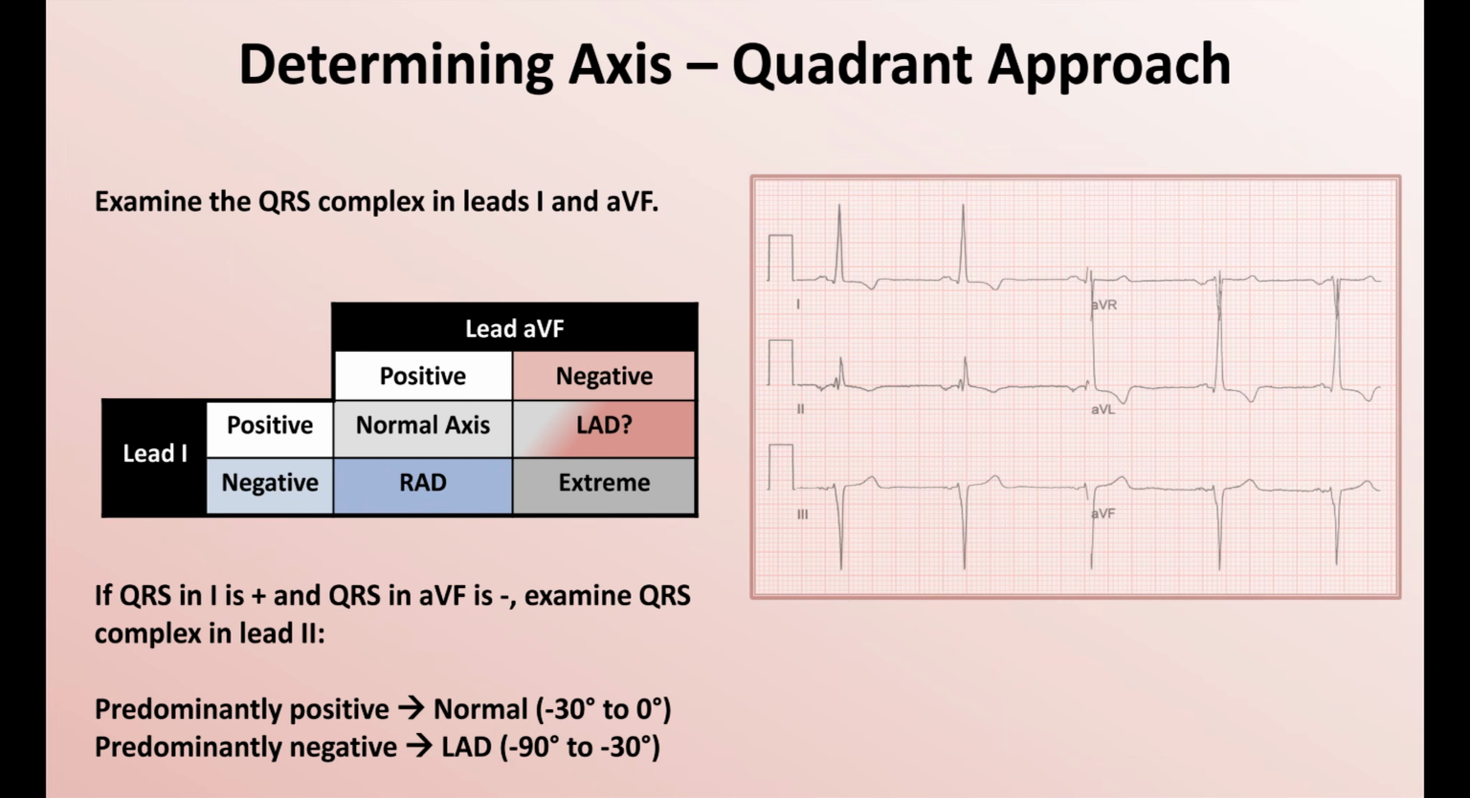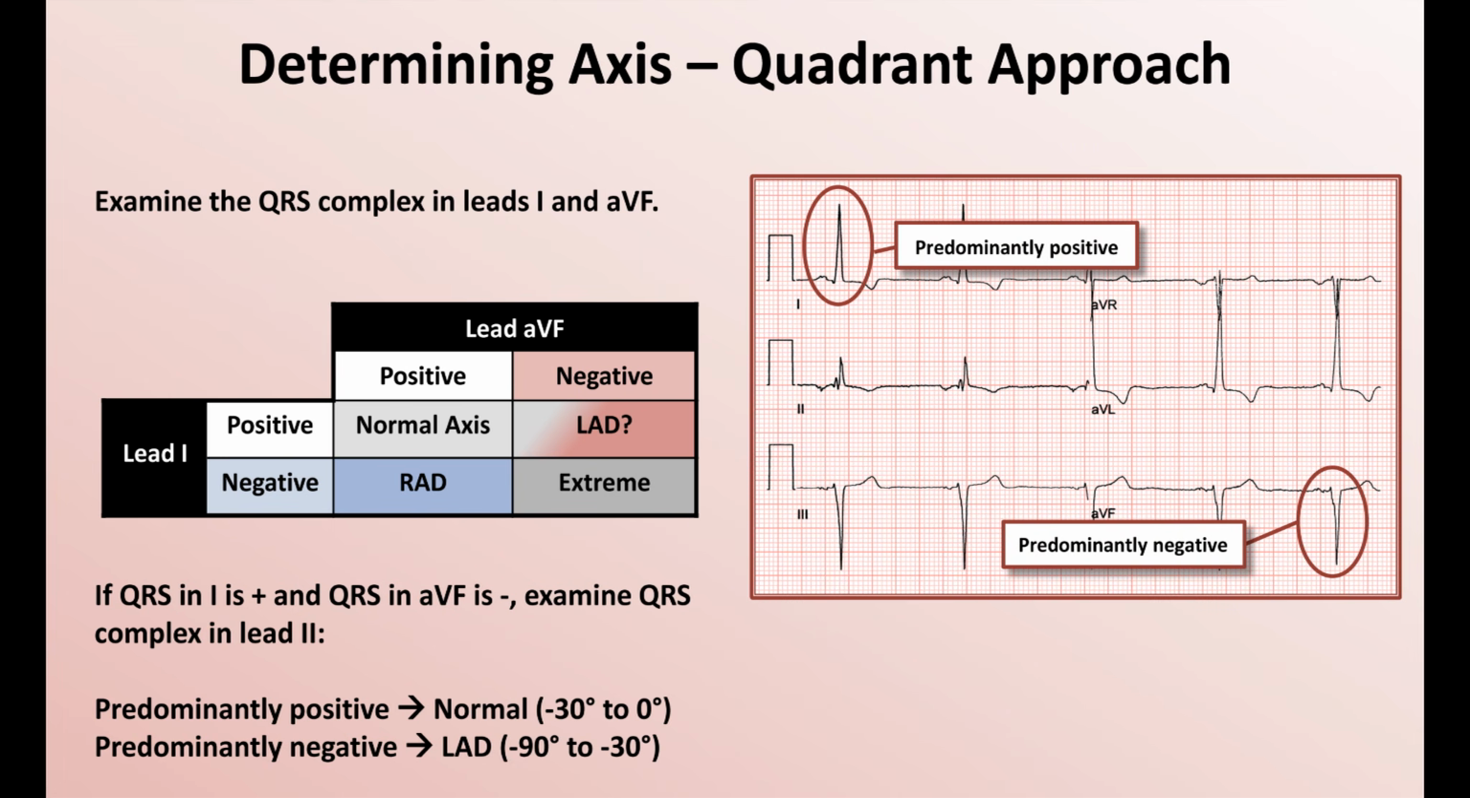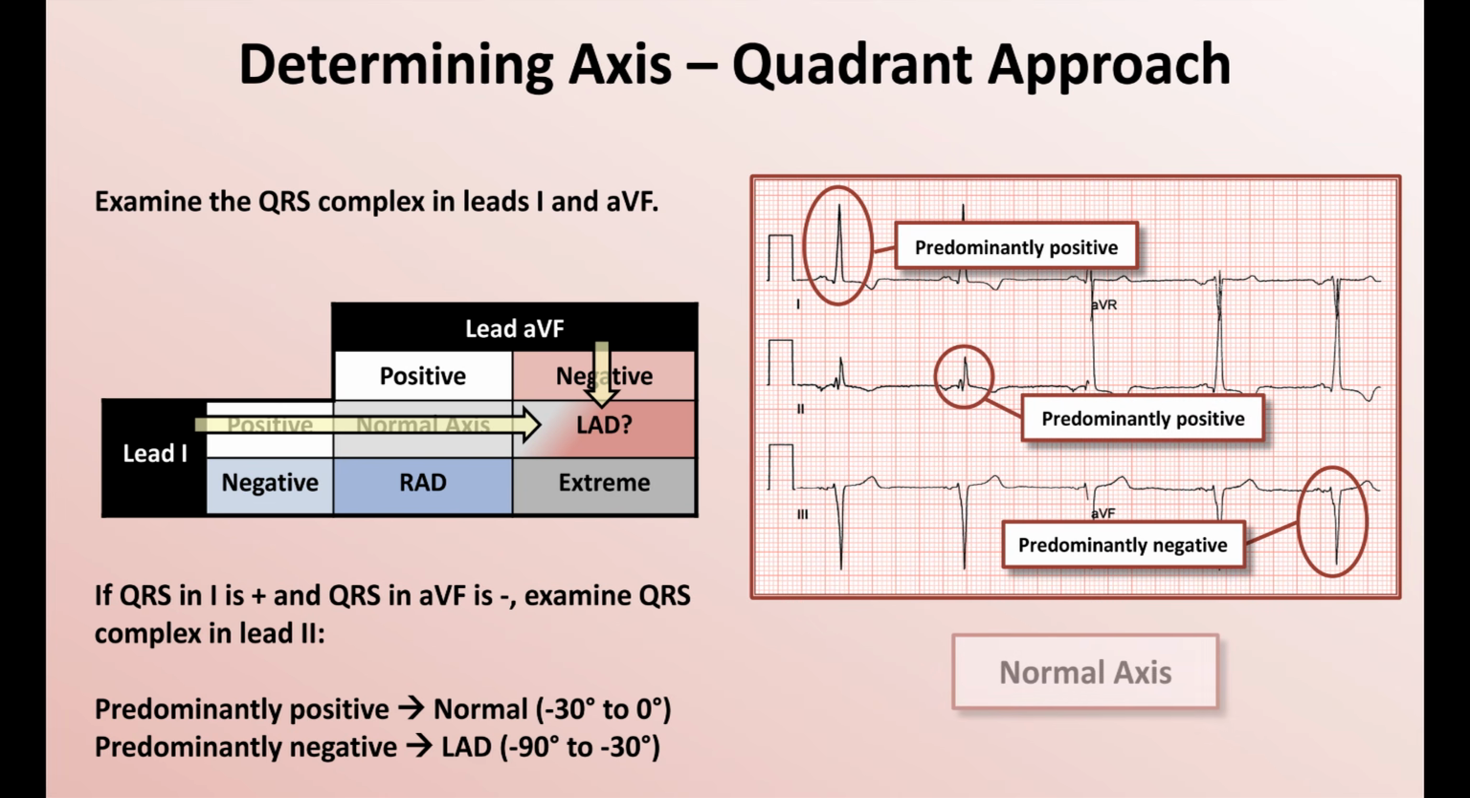Finally, in this example, the QRS in 1 is predominantly positive, while in AVF is predominantly negative. We need to look at lead 2, which we can see is predominantly positive. Therefore, this patient has a normal axis.